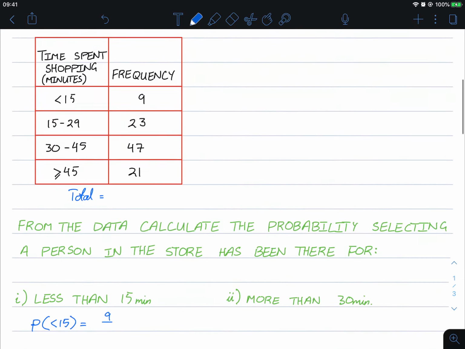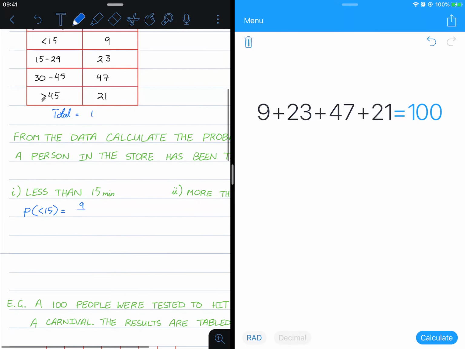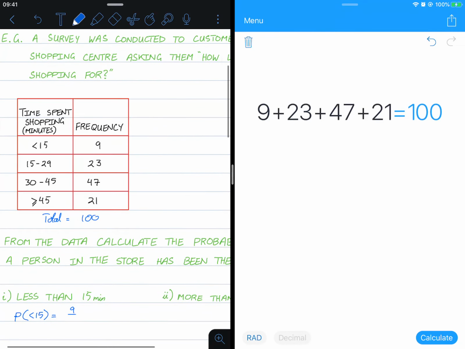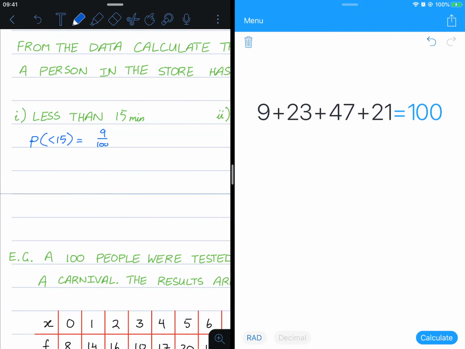That's going to be 9 plus 23 plus 47 plus 21. That is 100 people surveyed. Well, it's going to be 9 over 100.